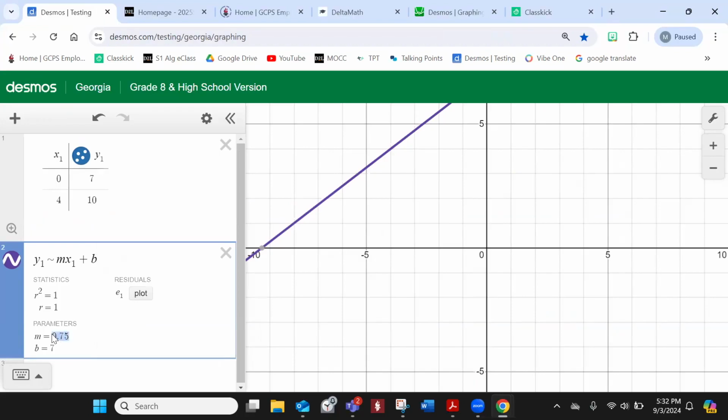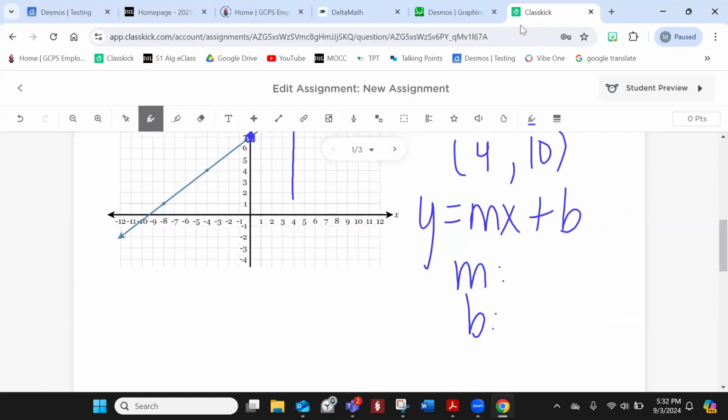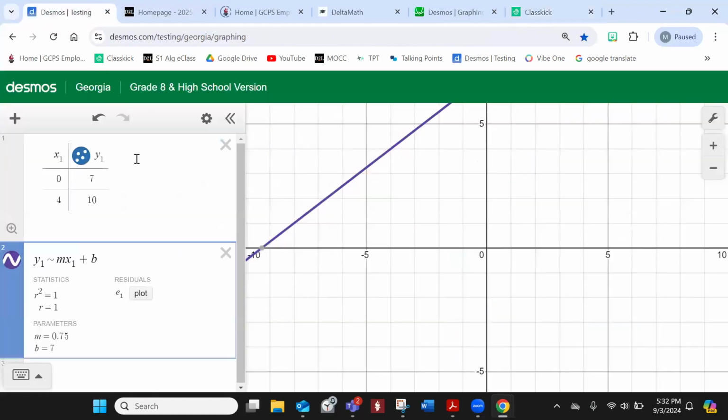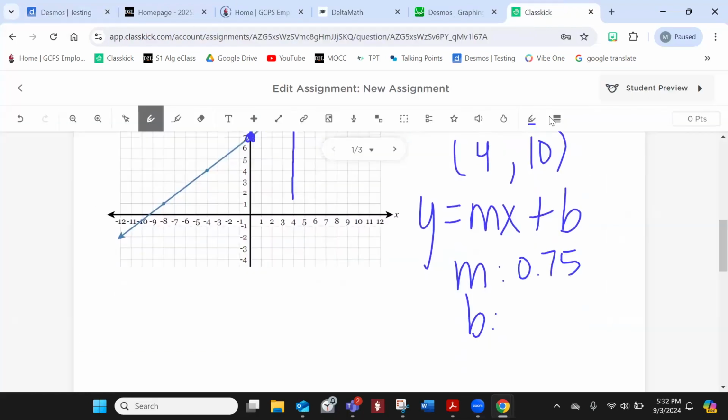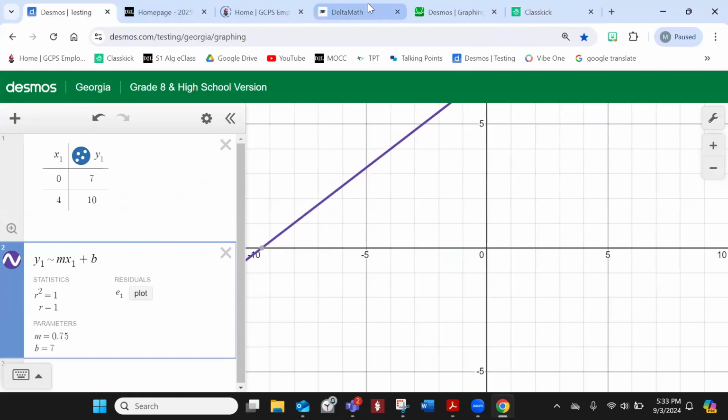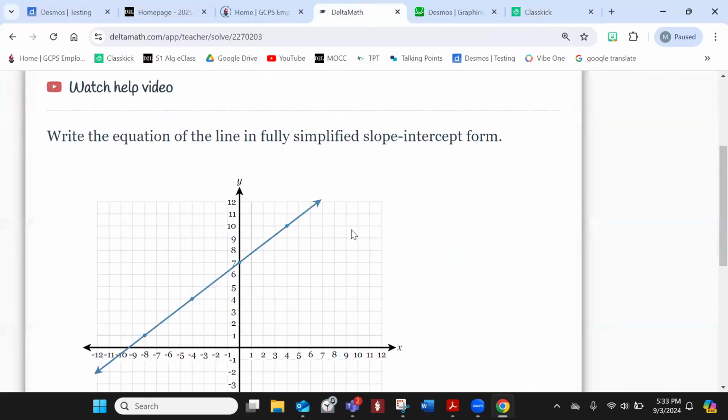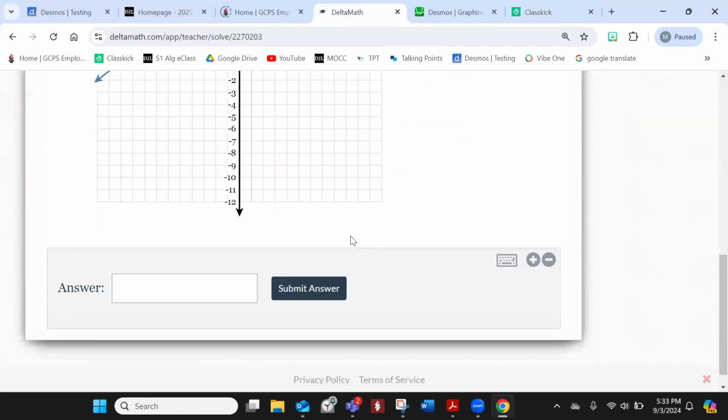slope of 0.75. All right, and then it gives me the y-intercept of 7. Was it 7? All right, so it gave me the slope of 0.75, and it gave me the y-intercept of 7. Okay, here's the thing that I kind of forgot. I don't know if Delta Math accepts decimals or not. So this is what we're going to do, okay?